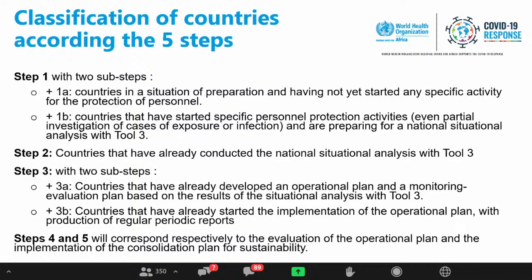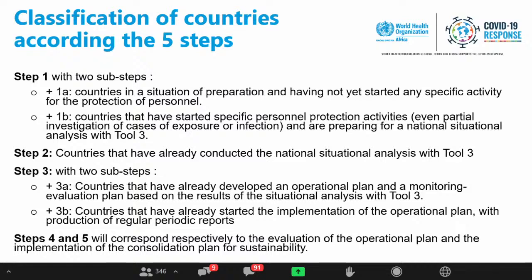For step 3 also, we have 2 sub-steps. 3A is for countries that have already developed an operational plan, monitoring and evaluation action plan, based on the results of the situational analysis with tool 3. Here also it is very easy to distinguish countries because the source of verification is objective. It is the physical presence of the action plan.